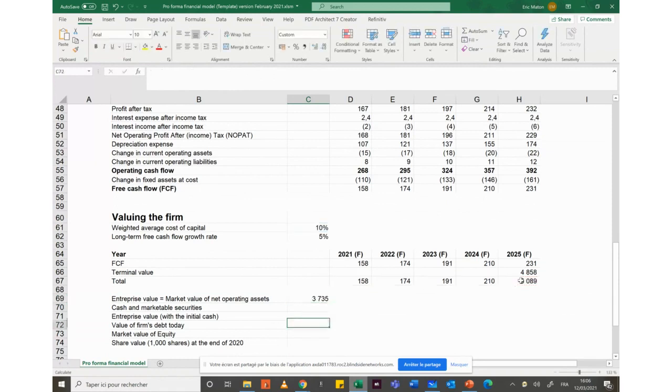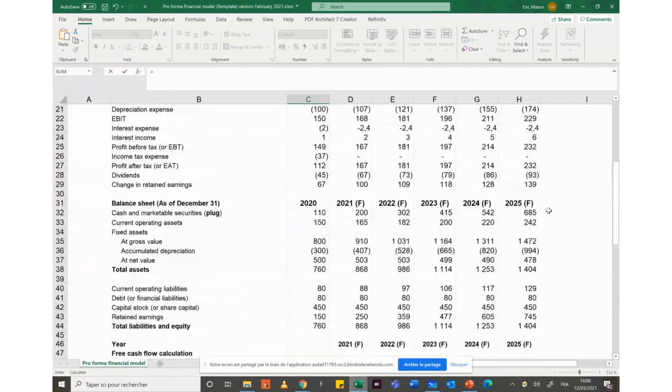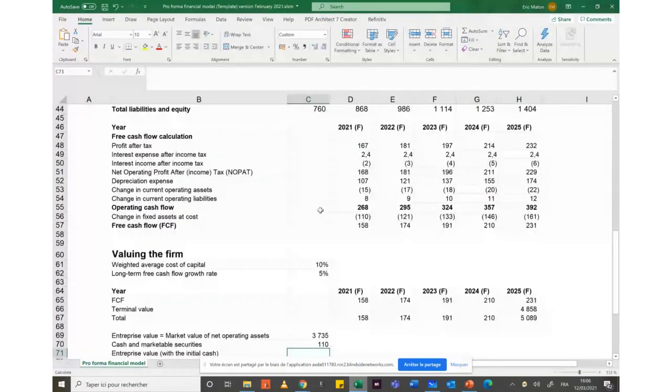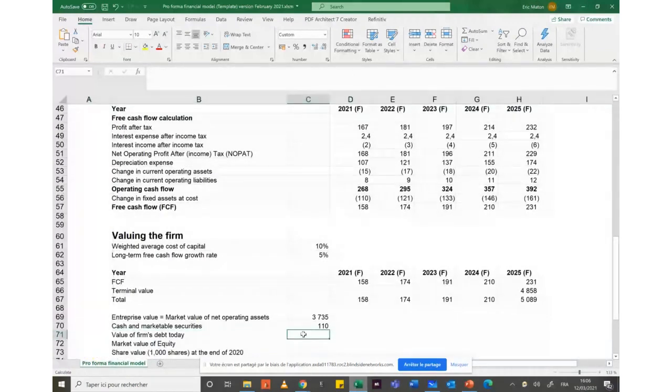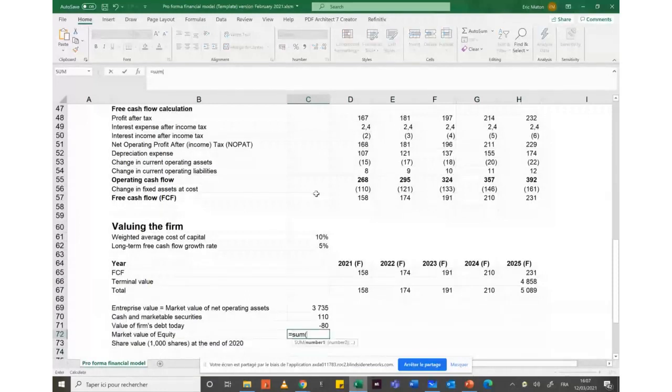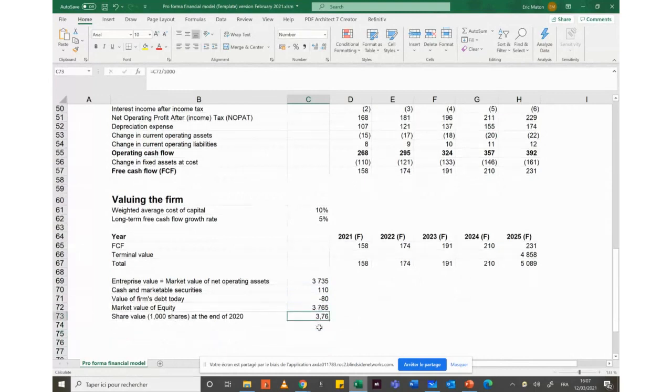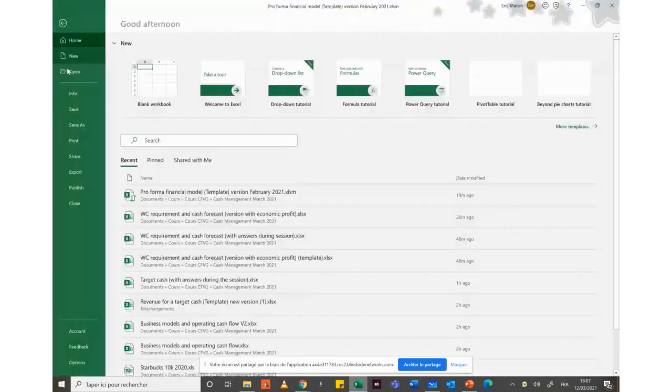I include the cash at the beginning, plus the financial assets. Minus the debt, so I will have minus the net debt at the beginning. Now I have the market value of equity. I divide by the number of shares. I suppose here we have 1,000 shares. This is the market value, the share value, according to the discounted cash flow methods.